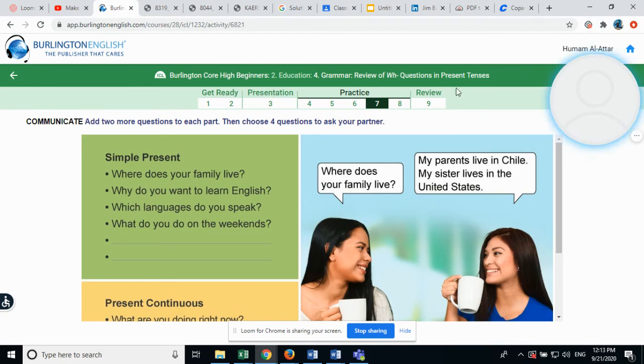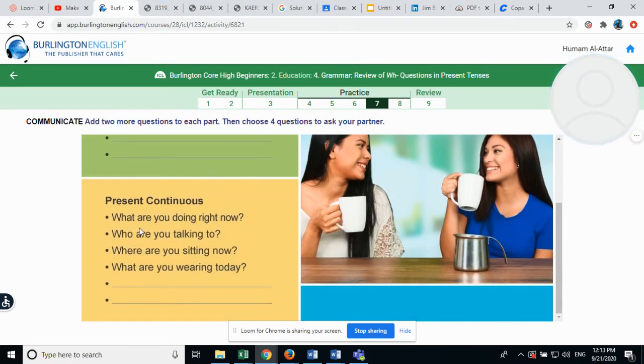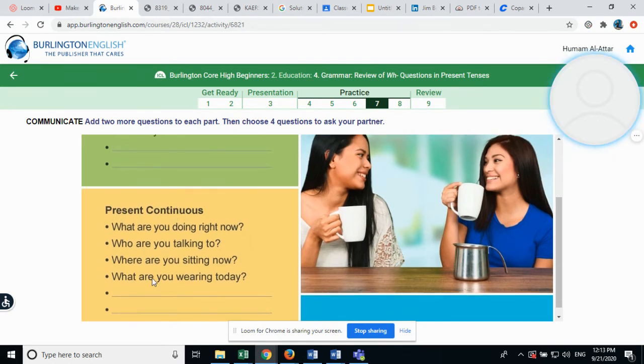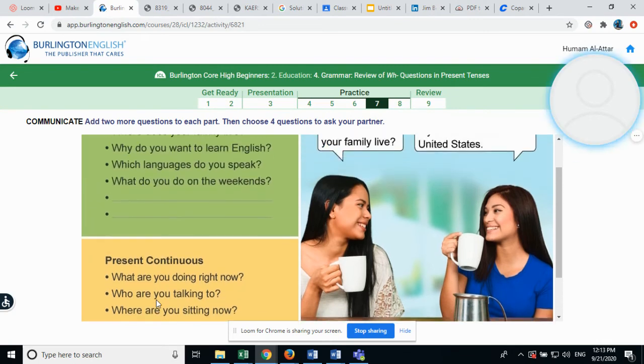What you need to do is to add two more questions to each part. This is the first part, simple present. And then this is the second part, present continuous. So you need to add two questions here and two questions here.